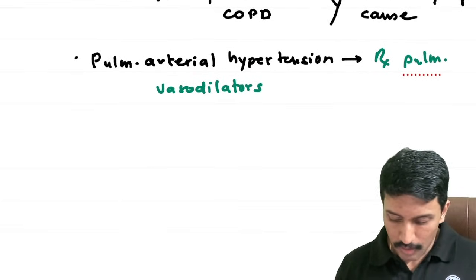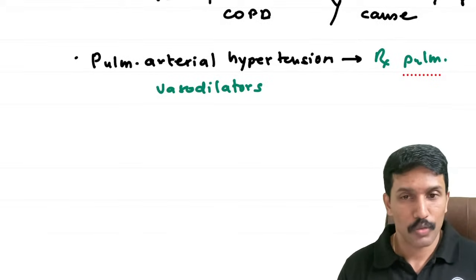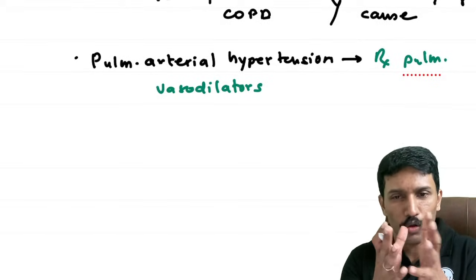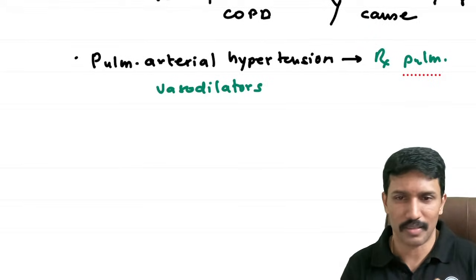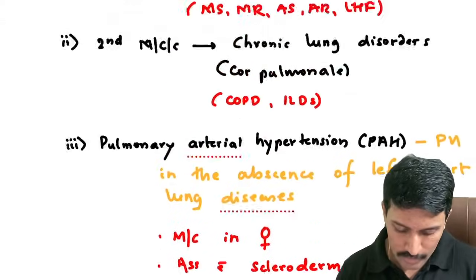So pulmonary artery vasodilators can be used. See, again, Boyle's law, volume and pressure are inversely related. So if I dilate an artery, volume increases, pressure decreases. Simple. But how will I dilate this pulmonary artery?